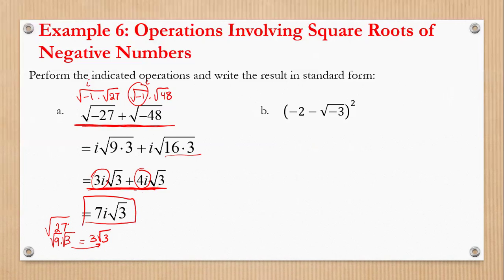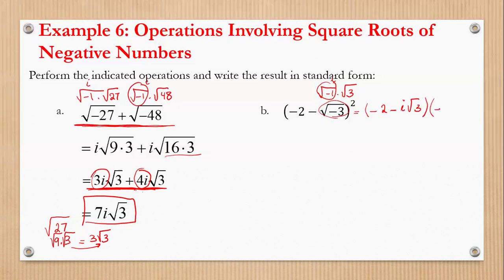To find the answer for part B, I just need to square the parenthesis, and squaring the parenthesis means multiplying the parenthesis by itself. But the parenthesis has a radical with a negative. Let's simplify that first. What's the square root of negative 3? The square root of negative 3 is the square root of negative 1 times the square root of 3, and that is I. So inside the parenthesis, I have negative 2 minus I root 3.